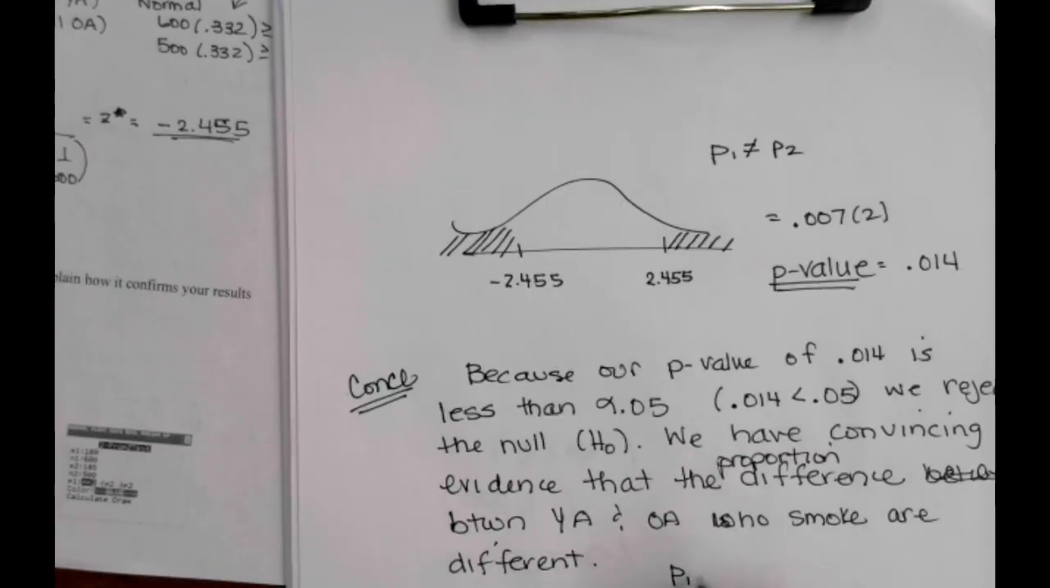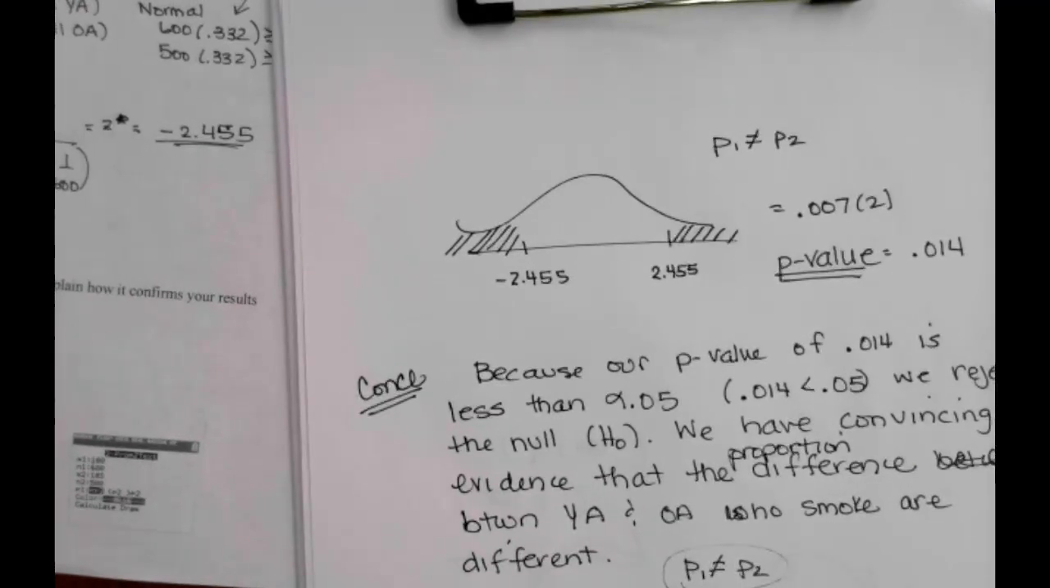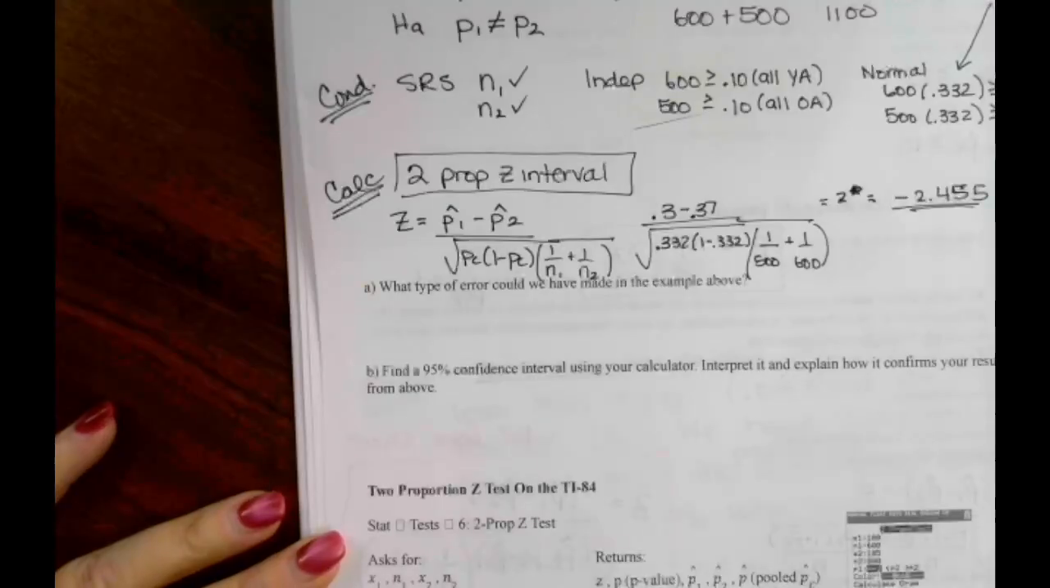Remember, all we care about is P1 equal to P2? So we reject the null because we say there is a difference. We don't have to talk about what the difference is. That's just the difference. Okay. All right, let's go into the second part now.